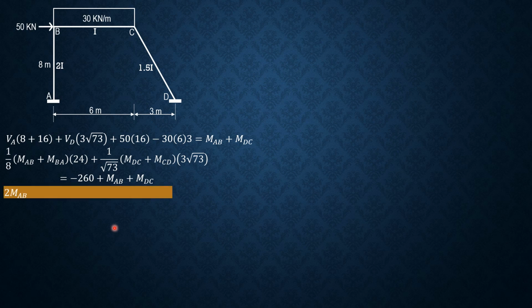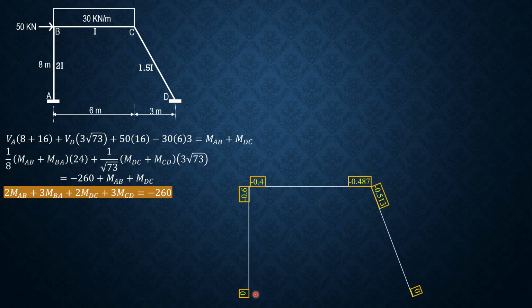Then simplifying further, 2 MAB plus 3 MBA plus 2 MDC plus 3 MCD equals negative 260. Then let's have the moment distribution for side sway moments. Remember that for AB, it was negative 22.784. For BC, it was positive 7.595. And for CD, negative 16.